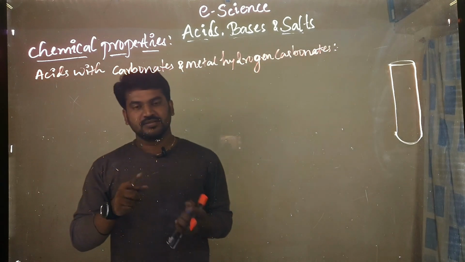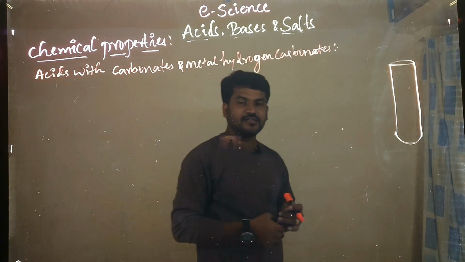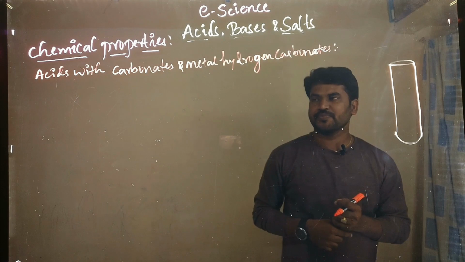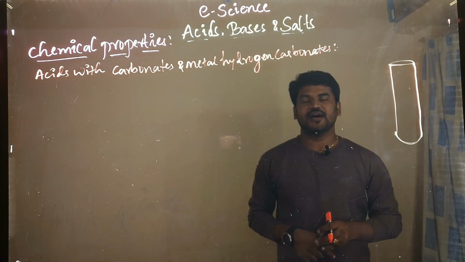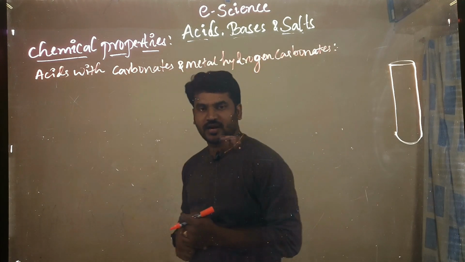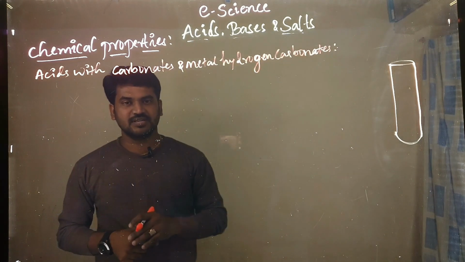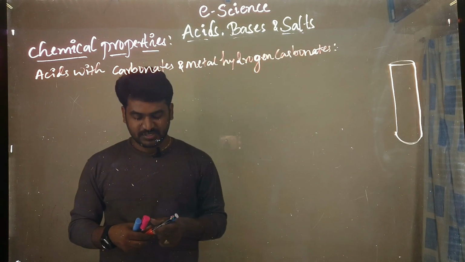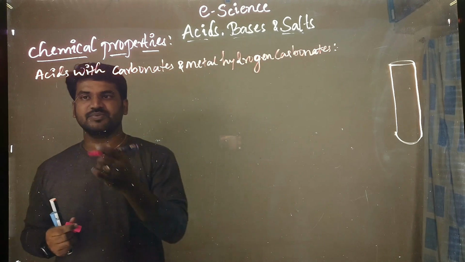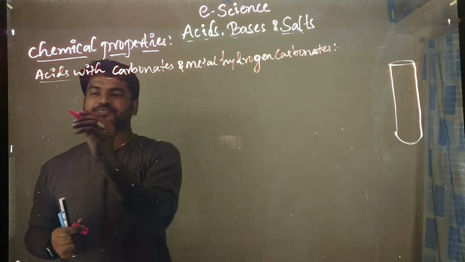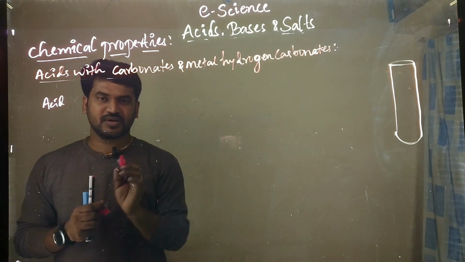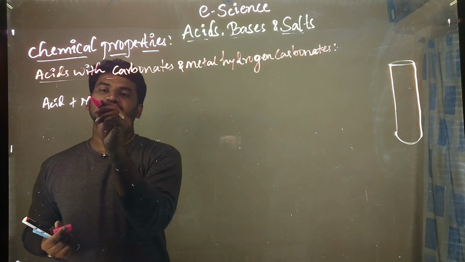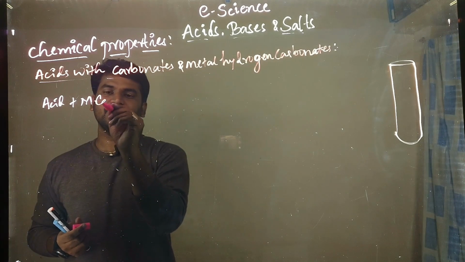Next we are going to discuss acids with metal carbonates and metal hydrogen carbonates. Lastly we discussed what? Acids with metals we discussed, right? Now we will discuss acids with metal carbonates and acids with metal hydrogen carbonates, right? So first of all we'll write the general equation. Okay, so what does the general equation mean? I'm writing it like this. We are taking an acid, any acid you can take, plus a metal carbonate.